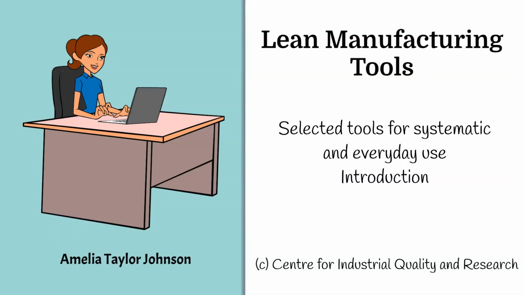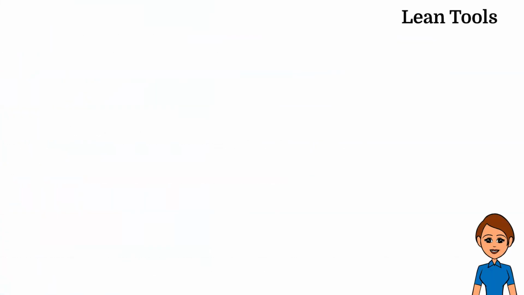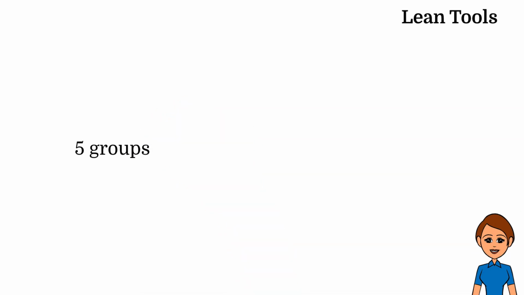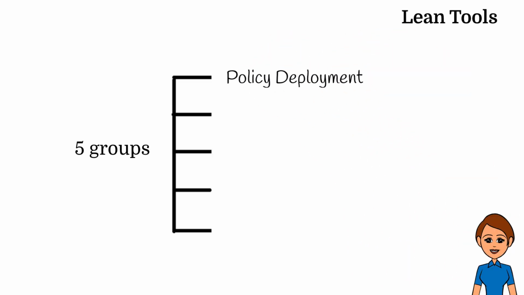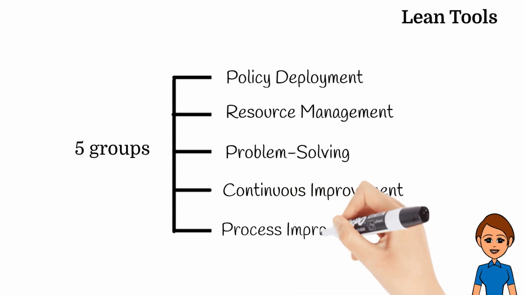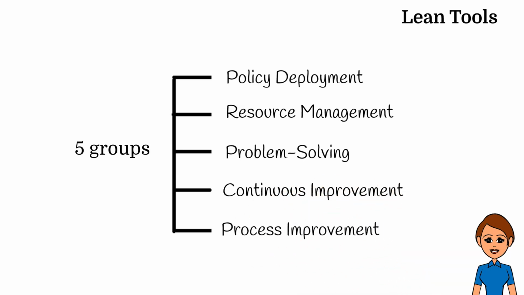Lean manufacturing tools. Selected tools for systematic and everyday use. In this series of sessions, we shall discuss in brief 22 selected lean tools. For easy understanding and memorization, the tools are divided into 5 groups. These are lean tools for policy deployment, resource management, problem solving, continuous improvement, and process improvement. We shall have a quick look at the lean tools in these groups.